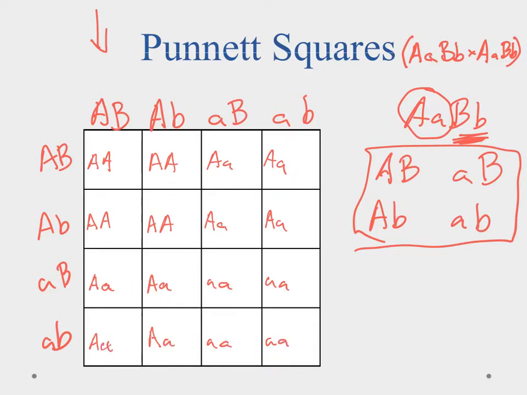Now we move to the B's and we do the exact same thing. So capital B's going down, and we have these two columns. There we go. And then we do our capital B's going across.